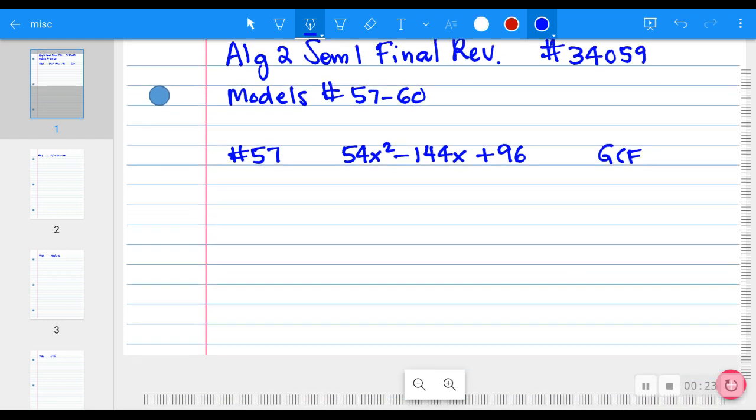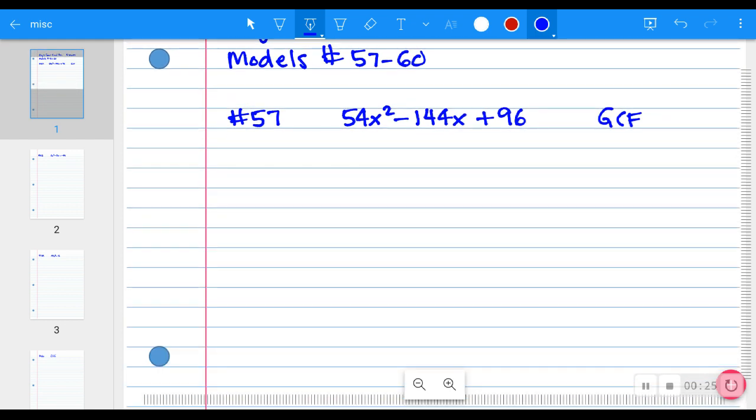And in this case, there's a 6 in all three of these. So we'll pull that out. 6 times 9x squared, 54 divided by 6 is 9. And when you take 144 divided by 6, you get 24. So we get negative 24x there. And finally, 96 divided by 6 would be 16. And if you were to check this step, you just distribute to get back up on that top line.